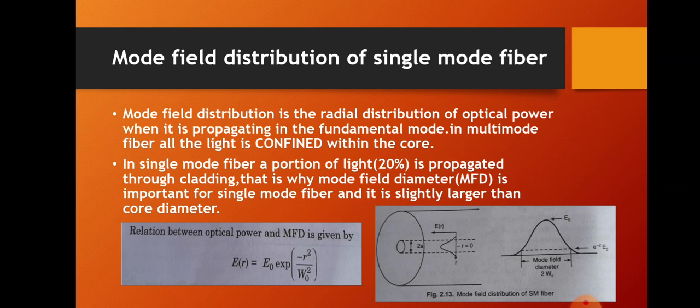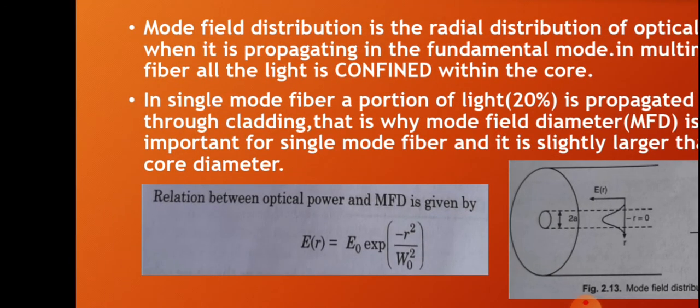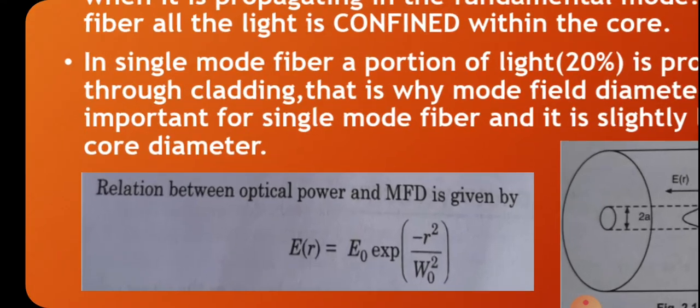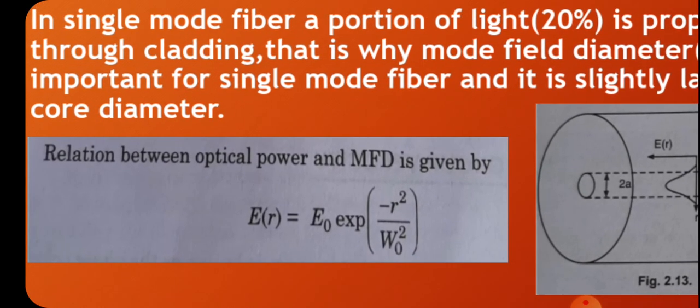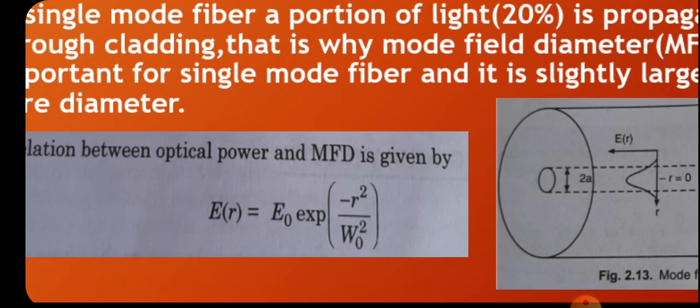the case of single mode fiber, because in that case some of the energy will be lost in the cladding section. That represents there will be radial distribution in the cladding also. Radial distribution of power takes place in the cladding also, and whenever the core diameter increases, the mode field diameter also increases, and the relationship between optical power distributed and mode field diameter is given by E of r equal to E0 into exponential raised to minus r square divided by W0 square.